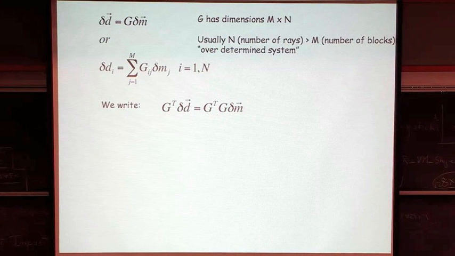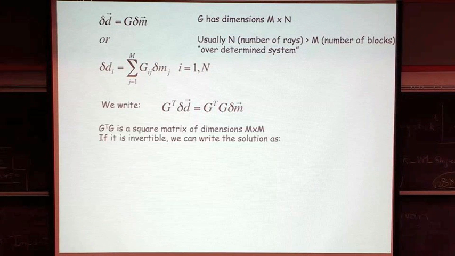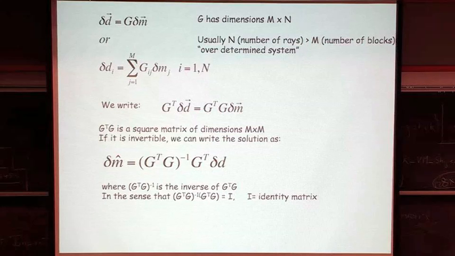Now this matrix is a square matrix with dimensions m by m, the number of model parameters. So we know how to invert a square matrix if it is invertible, that is, if its null space is not 0. So if that matrix has an inverse, we can write the solution as Δm equals the inverse of this matrix times G^T Δd, right? You multiply on both sides by (G^T G)^-1. And the inverse is in the sense that the product of this inverse matrix by the matrix is equal to the identity matrix, the matrix which has ones on the diagonal.